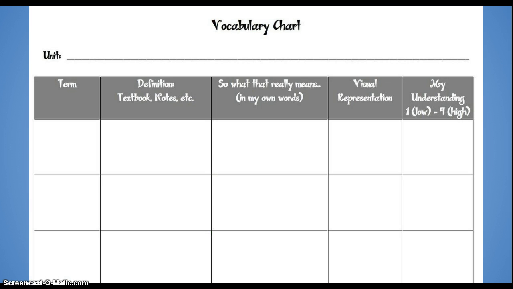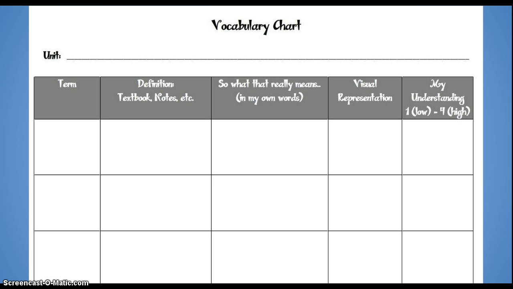Here's an example of a way that you can have the students record their own thinking for vocabulary words. It has the term, what the actual definition is, what that means to them in their own words, the visual representation, and then they're given a chance to self-reflect and rate themselves on their own understanding of that word. 1 is low, 4 is high. Where do they fall in that spectrum?